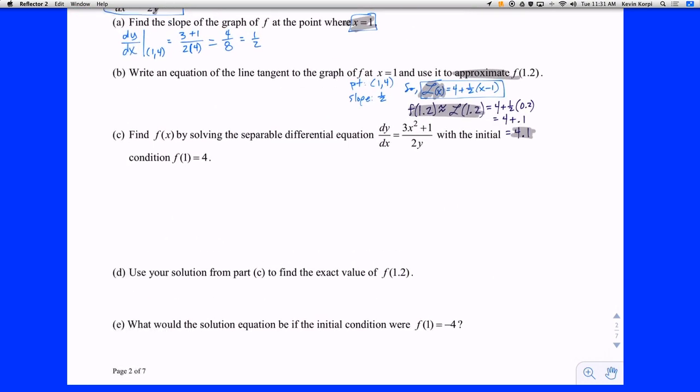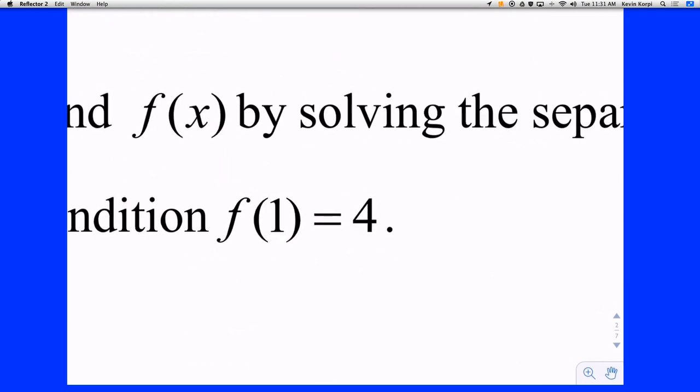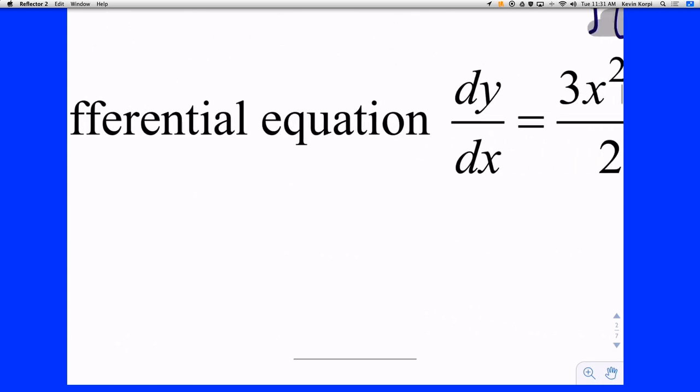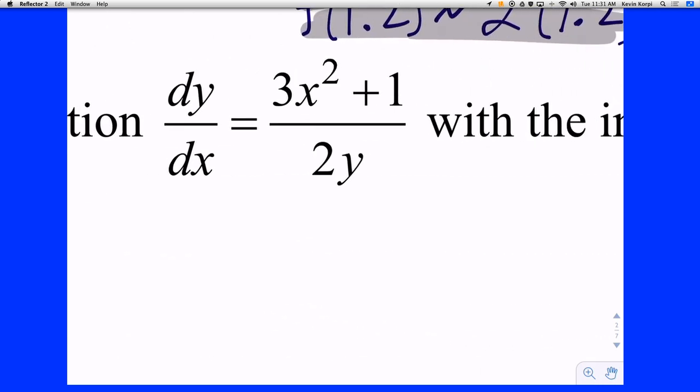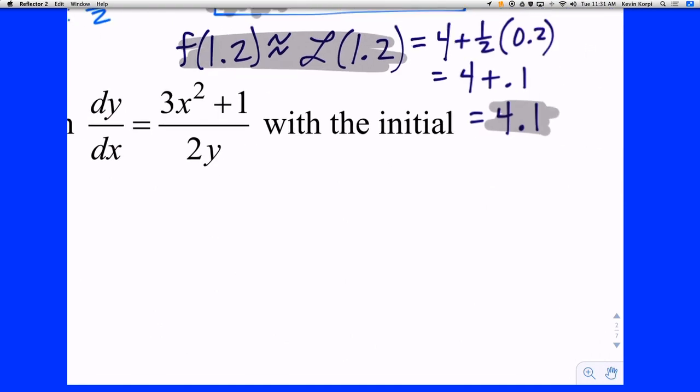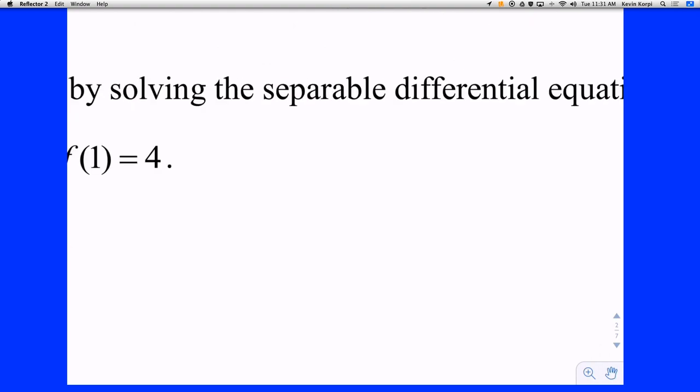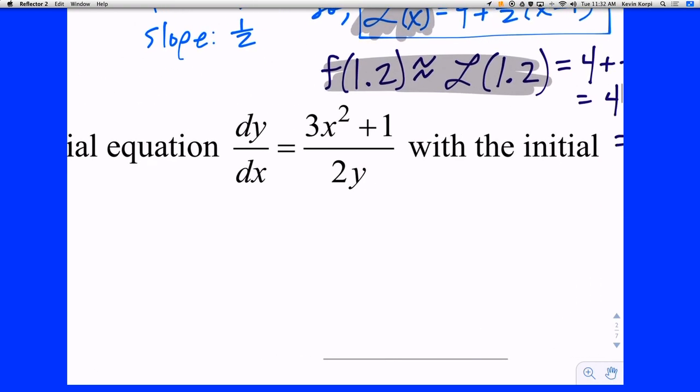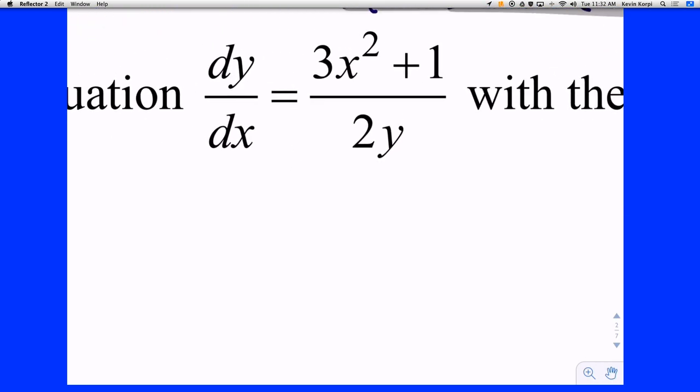All right. Part C, find f of x. Find the actual f of x by solving the separable differential equation. You're not going to be asked to solve a separable differential equation if the variables aren't separable, with the initial condition, f of 1 equals 4. Okay. So step 1 is to show the separation of variables. If I multiply both sides by dx, I get (3x squared plus 1) dx.